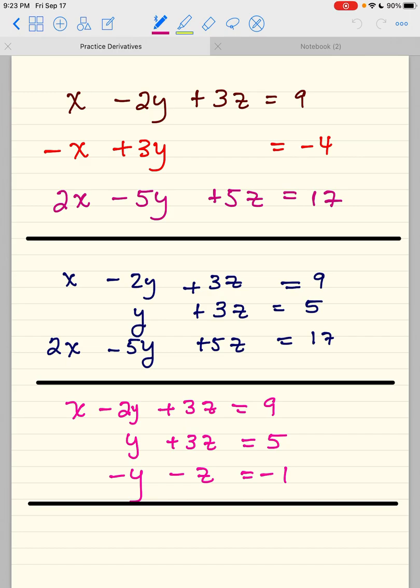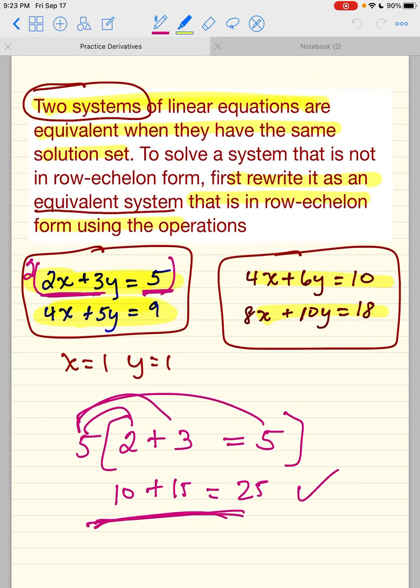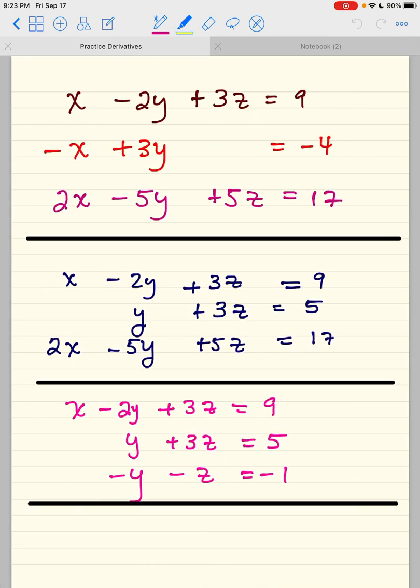This example is the example that I had here. x minus 2y plus 3z, negative x plus 3y, 2x minus 5y plus 5z equals 17. So that's what we have here, okay? I have these here, and I want to try to get it into row echelon form. So here's what I'm going to do first. I'm going to start by adding the first equation to the second equation. Why did I do that? Because I noticed that this will give me 0, right?